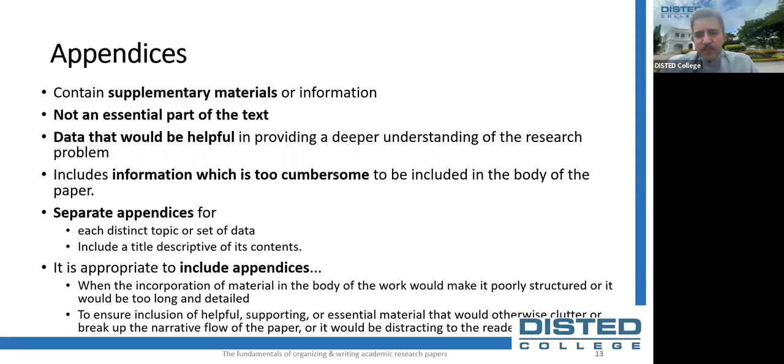So a separate appendix should be used for each distinct topic or set of data, and not dump everything in one appendix. You may have so many appendices that are very precise. This is for which part of data? This is for descriptive. This is for which area of the analysis that you want to put in. So you need to be very, very precise on each appendix that you're using. So it is appropriate to include appendices when the incorporation of materials in the body of the work would make it poorly structured because it's too much info to put, then you just dump it in the appendices. So you see that a lot, especially if you're writing a dissertation or thesis, you see a lot of these appendices included.